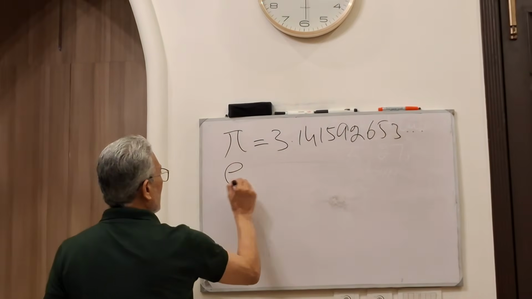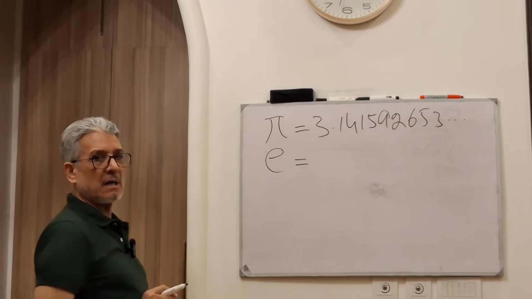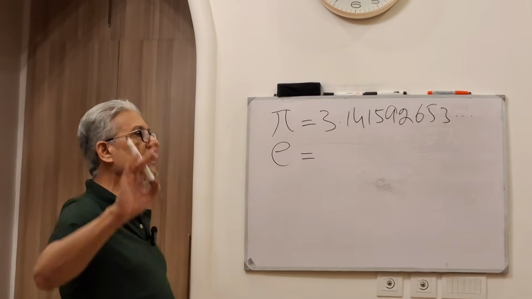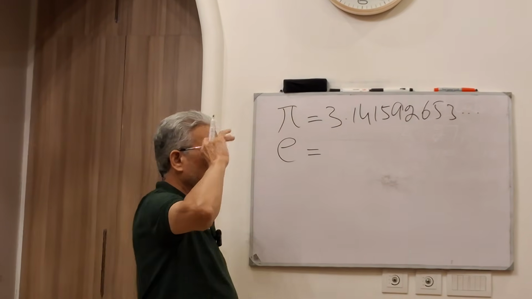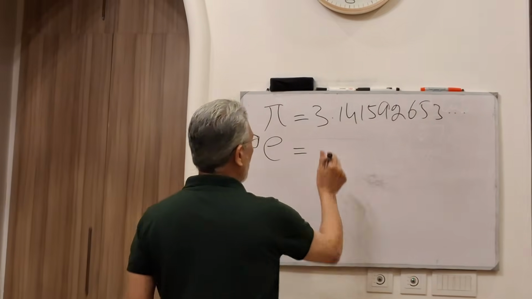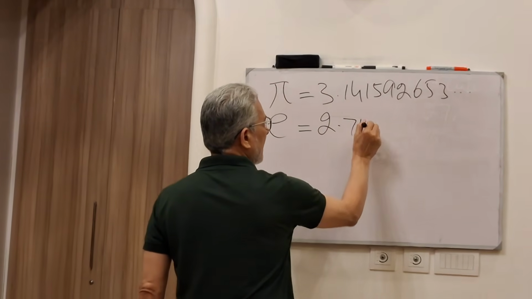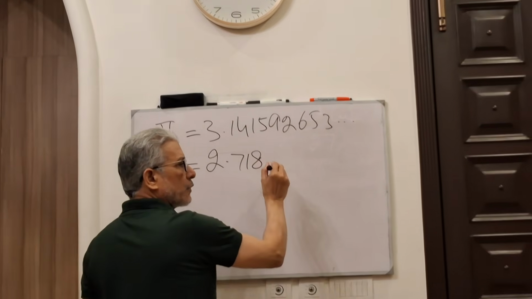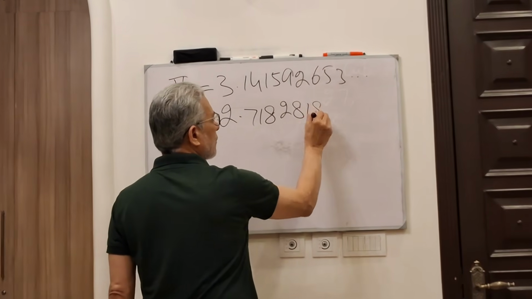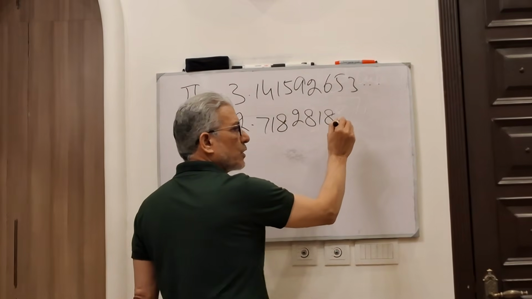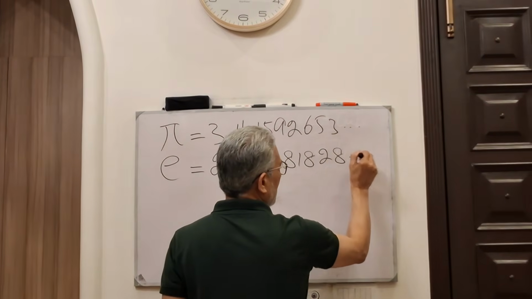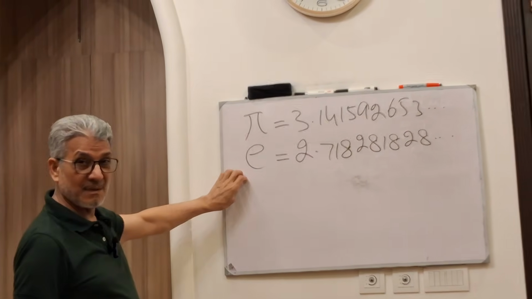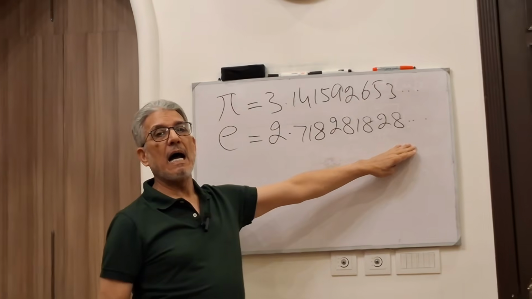Then E, which is Euler's number. Like pi, this is also a number. You will learn in the higher classes. अभी आपको इसका नहीं पता Euler's number क्या होता है, बट इसकी वैल्यू मैं बताता हूँ आपको. 2.718 2818 28 etc. So it is non-terminating, non-repeating. So E, Euler's number, is also an irrational number.